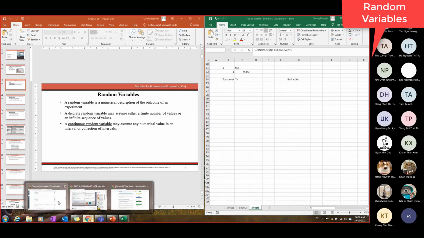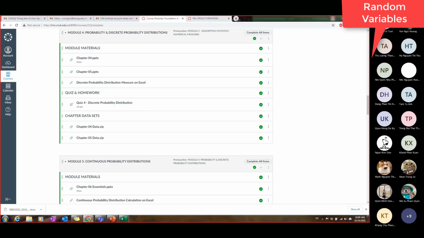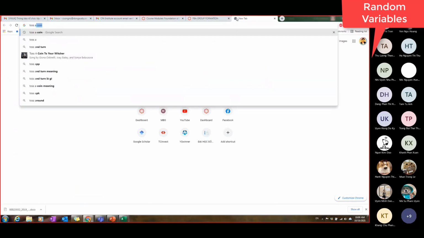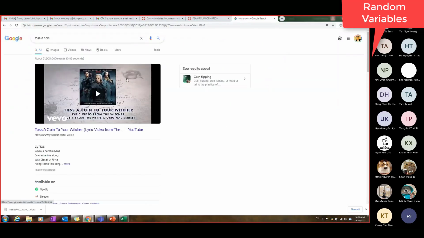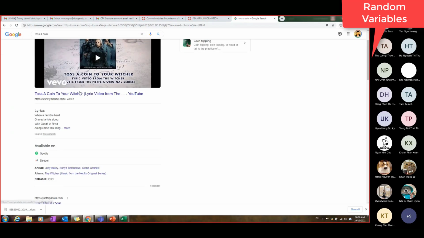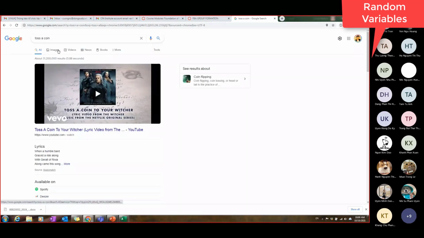Anyone know about what it means to toss a coin? No, that's not this one. It's not the Toss a Coin in The Witcher, if anyone watches that kind of Netflix.